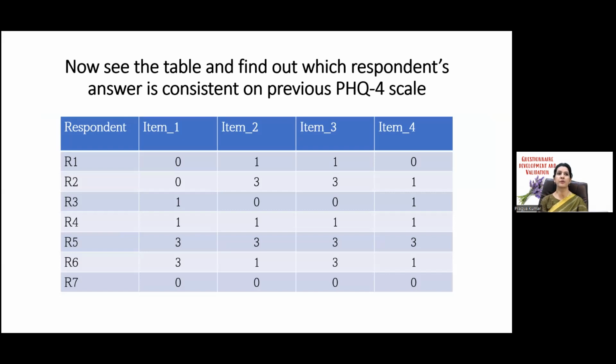Dr. Neeraj is writing, because for R2 you can see on items 1 and 4 he is saying 0 and 1, and for items 2 and 3 he is saying 3. So you people are right.